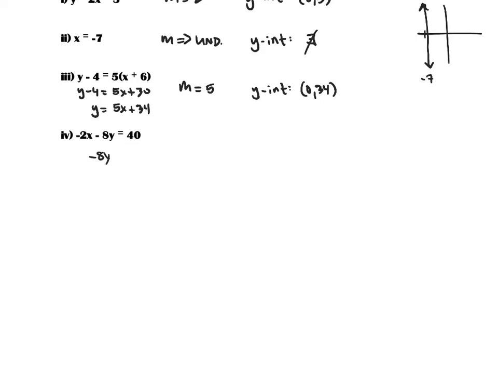That gives me -8y is equal to 2x plus 40. And then I'm going to divide by a -8. That gives me, reducing, -x over 4 minus 5. Therefore, now I have what I want, which is -1/4 for the slope, and my y-intercept in this case ends up being (0, -5). Okay, so pay attention to signs as you do this.